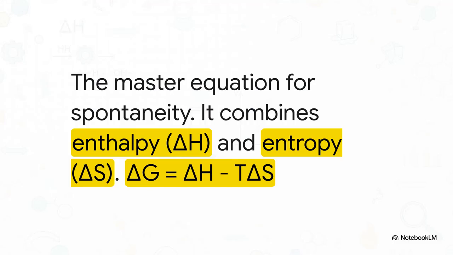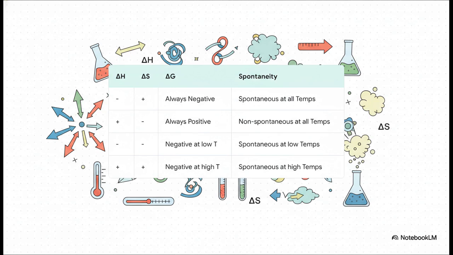So how do we combine these two powerful driving forces, the drive to lower enthalpy and the drive toward higher entropy? We do it with this: the master equation of thermodynamics, Gibbs free energy. The change in Gibbs free energy, delta G, puts enthalpy and entropy into a battle and gives us one single, definitive answer on whether a reaction will be spontaneous. And the rule could not be simpler. If delta G is negative, the process is spontaneous.